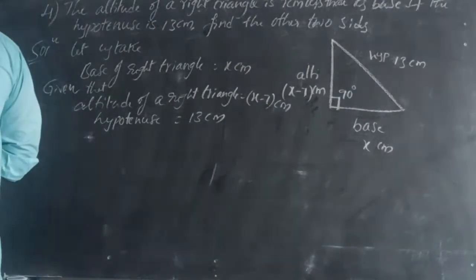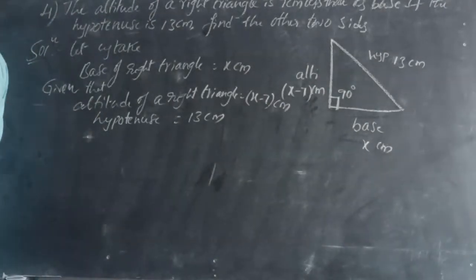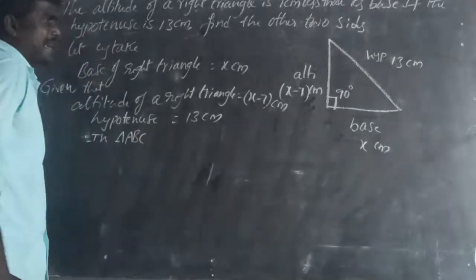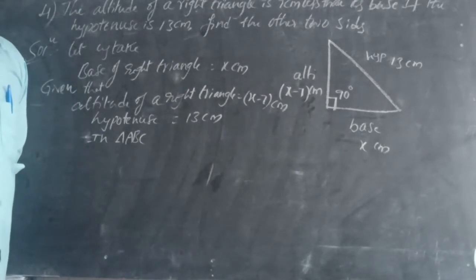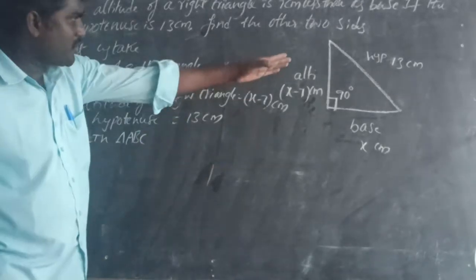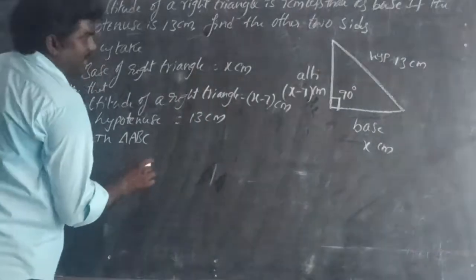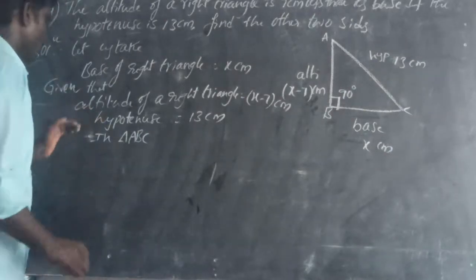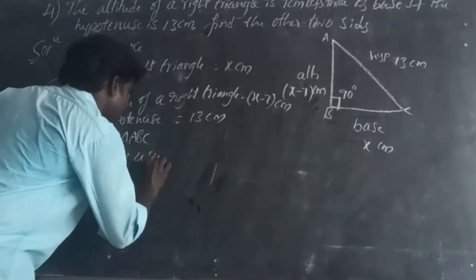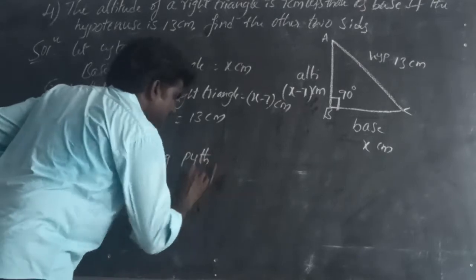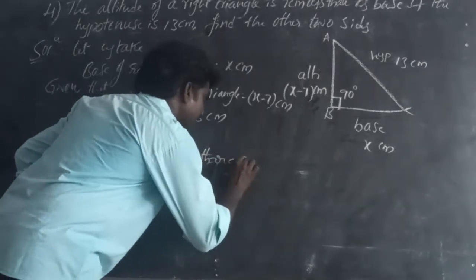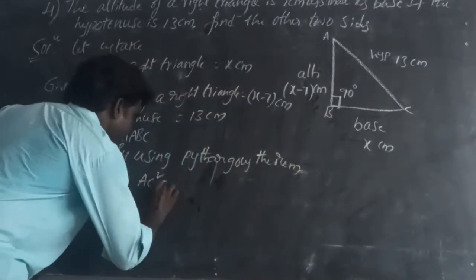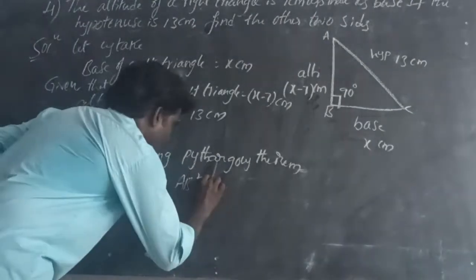So how you can find the two sides? By using Pythagoras theorem. So what is the Pythagoras theorem? Hypotenuse side square is equal side square plus side square. So here what is the hypotenuse? 13. Okay, so here let us take triangle ABC. So by using Pythagoras theorem, hypotenuse side square is equal sum of remaining two side square.